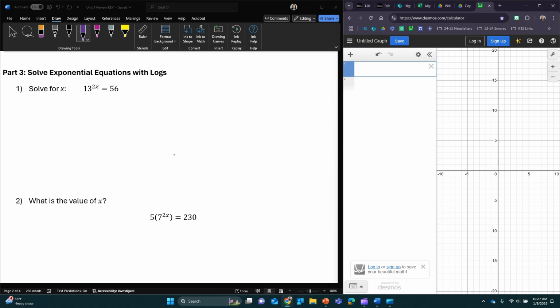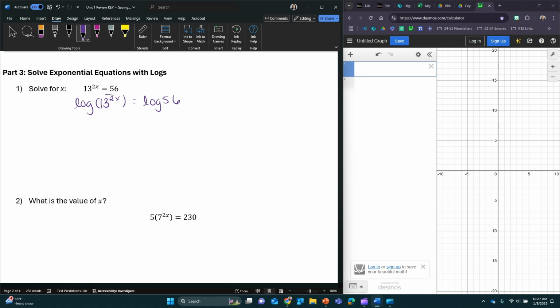So let's start off with this problem. We have 13 to the 2x equals 56. So you can see here the exponential term is isolated. So I'm going to go ahead and take the common log of both sides. So I have the log of 13 to the 2x is equal to the log of 56. So remember, we can use that power property to go ahead and bring that 2x down in front. So I have 2x log 13 is equal to the log of 56.